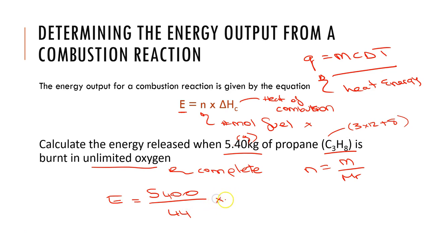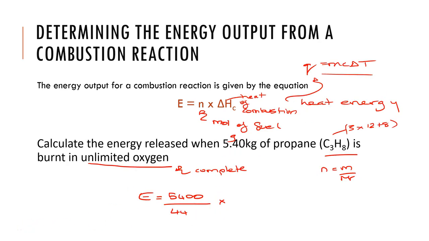and then multiplied by the delta HC of propane, which of course we can get from the table we saw just before. That would be 2,220 kilojoules per mole for propane. So we get our 5,400 divided by 44, then multiply that by 2,220, and we will get 272,454.